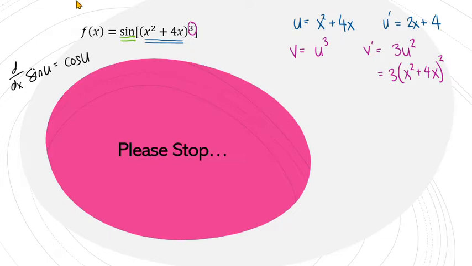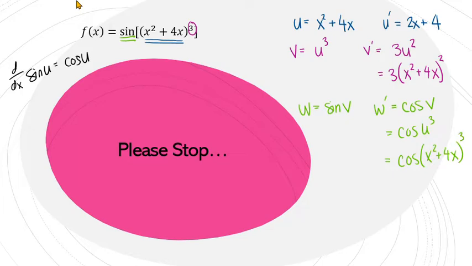And now this new thing, w, is equal to sine of v, all that stuff. And if I tell you that w prime is just going to be cosine, to be investigated further later, of v, there we go. So equals the cosine of u cubed. And this is where it's a bit tedious and you can shortcut it if you're feeling confident, is equal to the cosine of x squared plus 4x cubed. So really, we're just putting back in this whole piece.